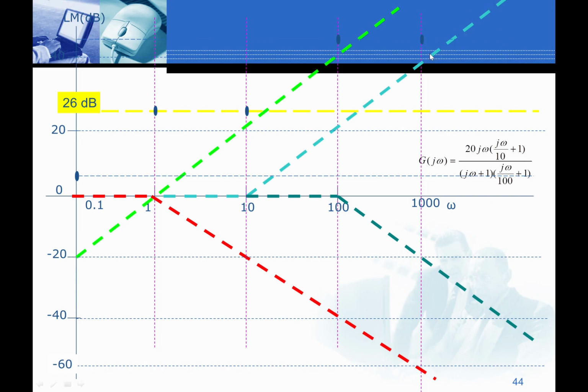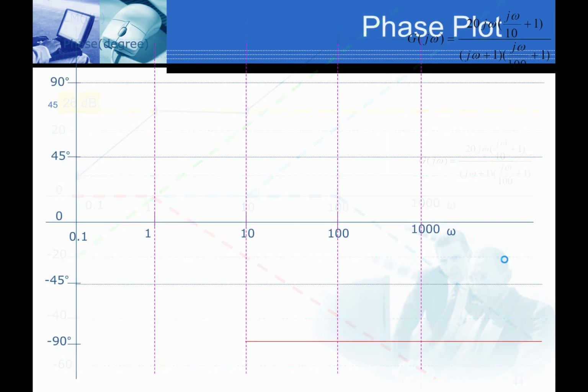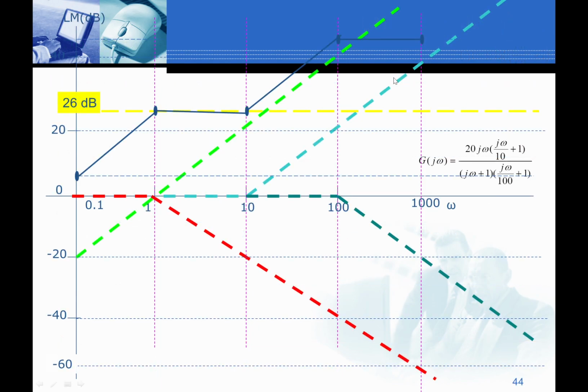Okay, so the rest is similar because here is positive 20, positive 20, 0, negative 20, negative 20. So this is our final magnitude plot for this form of transfer function.